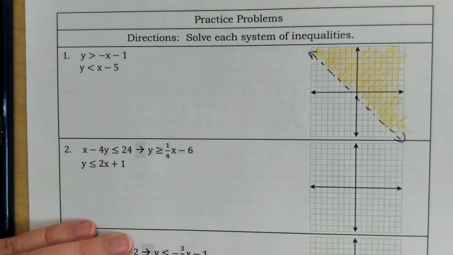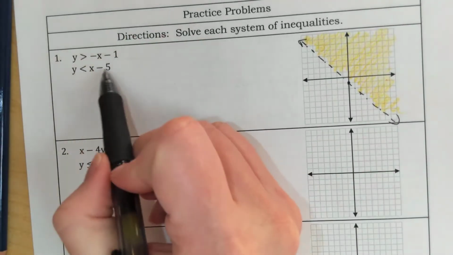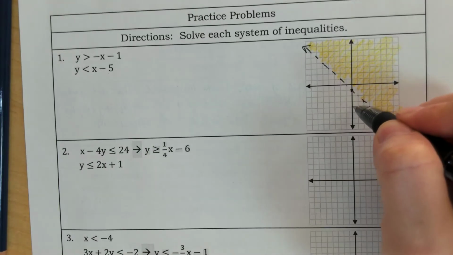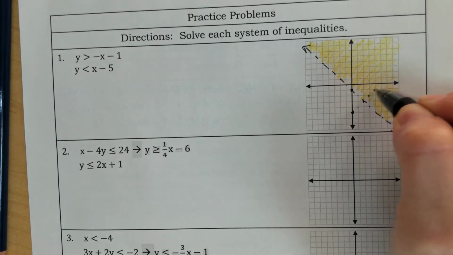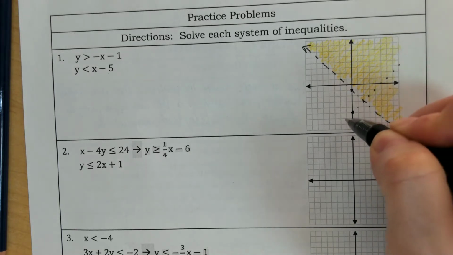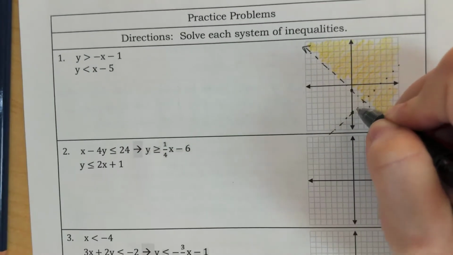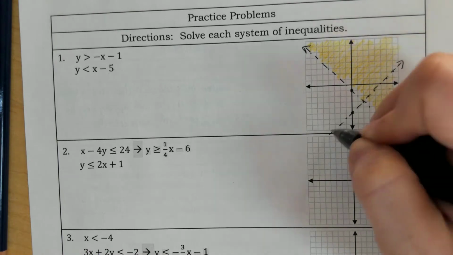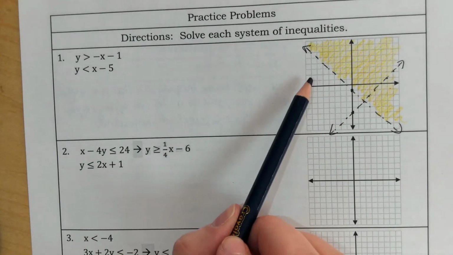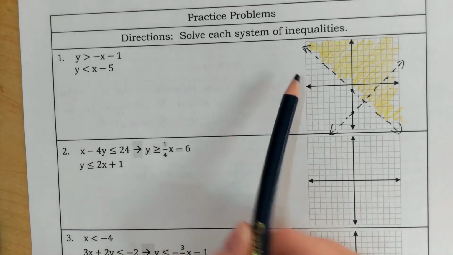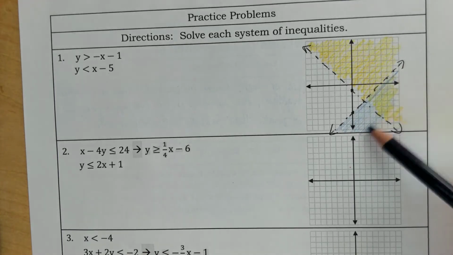Alright, on the next section here, I am going to go ahead and plot these points as well. So I have 0, negative 5. But on this one I have a positive 1 slope, so I'm going to go ahead and plot those points as well. And I notice that it is not an equal to, so I'm going to use a dashed line. And it is a less than symbol, so I'm going to be shading below that line. And so that's going to be this area right here.